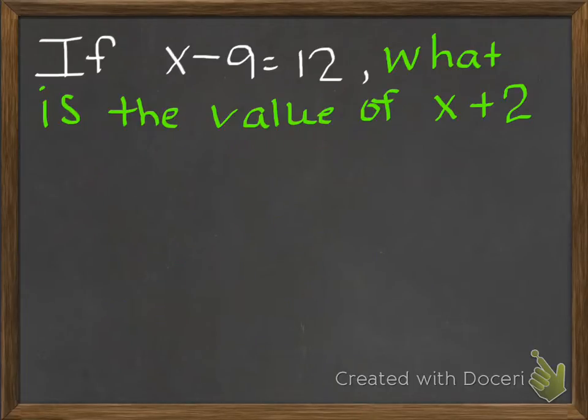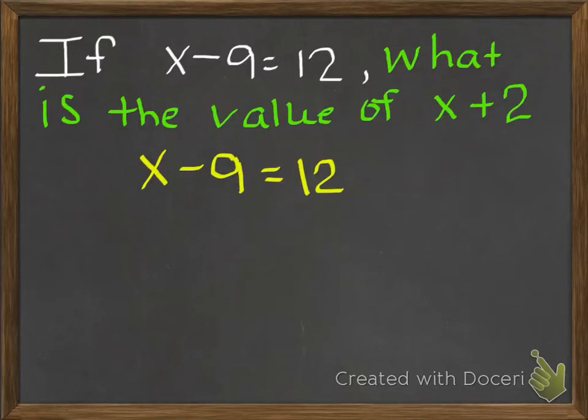This is a problem that a lot of students struggled with on the mid-chapter check as well as on the subtraction pages in section 7.3. The problem says if x minus 9 equals 12, what is the value of x plus 2? All right, so the first thing that you need to do, this is a 2-part problem. The first part is going to be to solve x minus 9 equals 12. So you need to break it down into 2 steps.